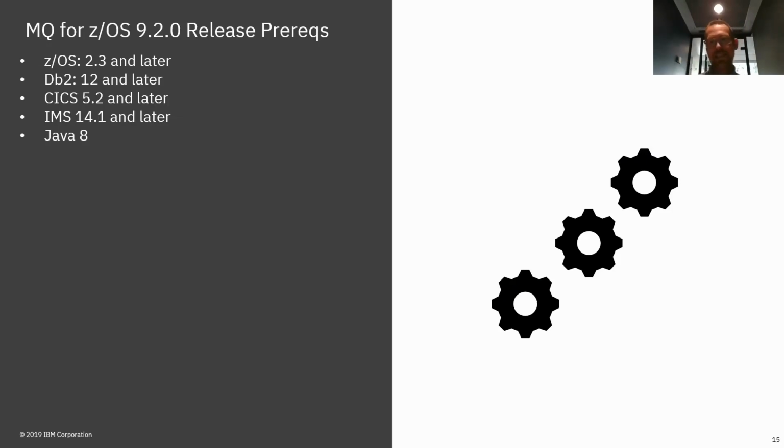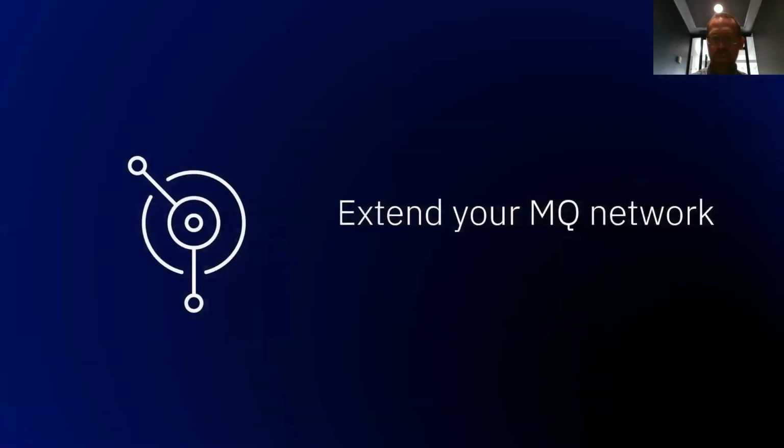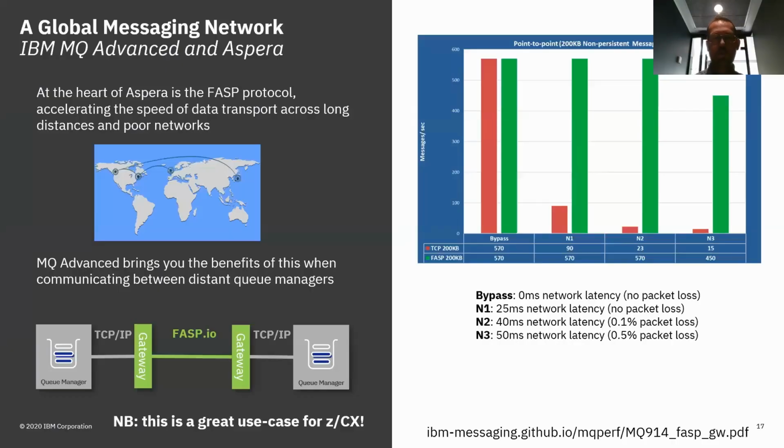And obviously as things evolve, new versions of different pieces of middleware come out, we add support for those as we go too. So now I'm going to move towards some of the slides that are a bit more cross-platform focused. These are still relevant to z/OS, but there's a few things that are a bit cross-platform. And I'm going to start off with the FASP gateway.